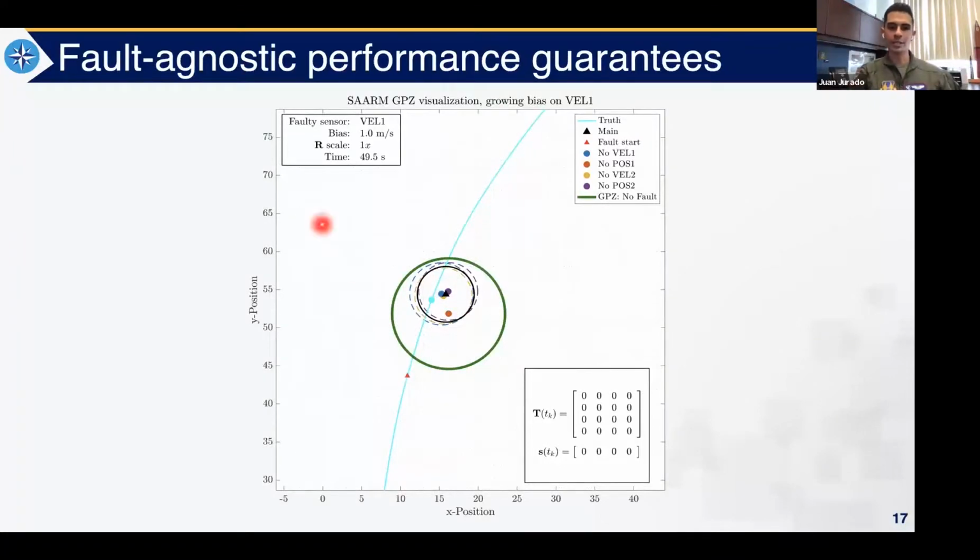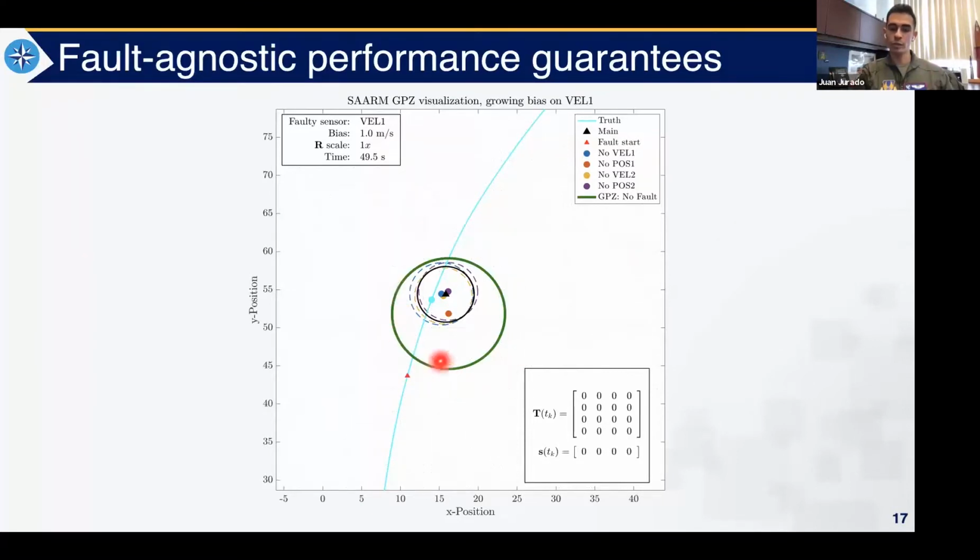And now 49 seconds into the simulation, I have a bias of 1 meter per second being induced into the VEL1, a velocity sensor. This velocity sensor is analogous to, for example, a visual aided navigation sensor that does frame to frame tracking, providing some sort of velocity information. In this case, notice that even though there's a 1 meter per second bias into the VEL1 sensor, the T matrix has not reacted to it, right? The bias is too small for any of the chi-square tests to fail. So we have not detected the fault. So no fault detected, even though there is a fault.